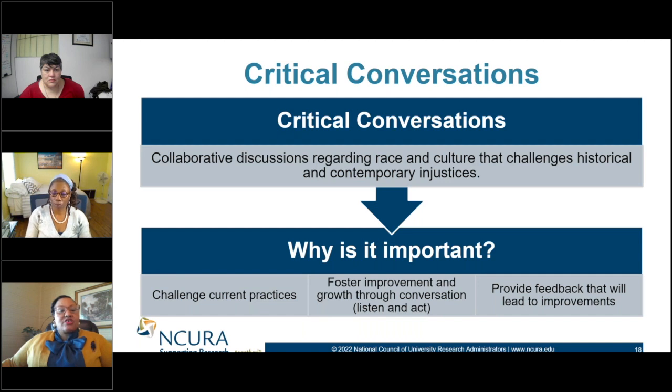And critical conversations are also known as courageous conversations. You may see it as crucial conversations, but they are crucial collaborative discussions regarding race and culture that challenge historical and contemporary injustices. These conversations lead to a better understanding of the needs of others, such as Black and Brown employees. They enable leaders and employees, both Black and non-Black, to become more comfortable having dialogue centered around race. Critical conversations are important to challenge current practices, to foster improvement and growth through conversation, and to provide feedback that will lead to these improvements.